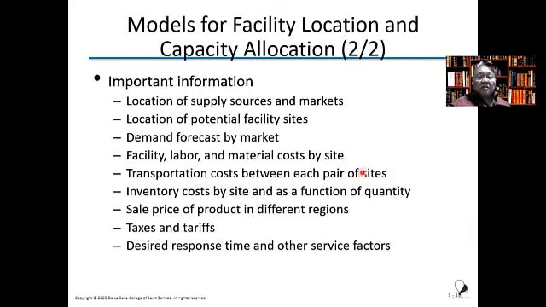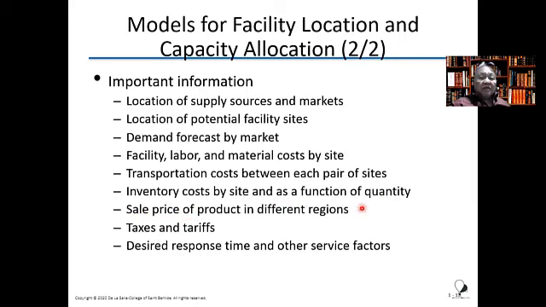Transportation cost between each pair, so your logistics expert. Normally, if you know the distance, you can have an estimate of the transportation cost, whether it's by sea, by land, or by air, because there are standards. For land, for a given distance in kilometers, there are standards. For sea routes, for every nautical mile, there are standards, and for air routes, there are also standards. Inventory cost by site and as a function of quantity: you just have to rely on what strategy you're going for, because if you're talking of a more responsive strategy, then you have to stack up on inventory. And take note that inventory costs money.